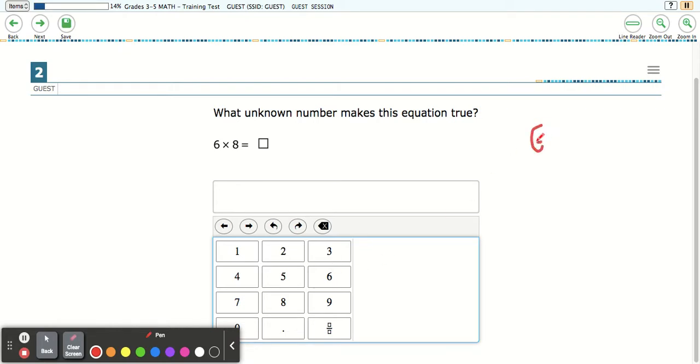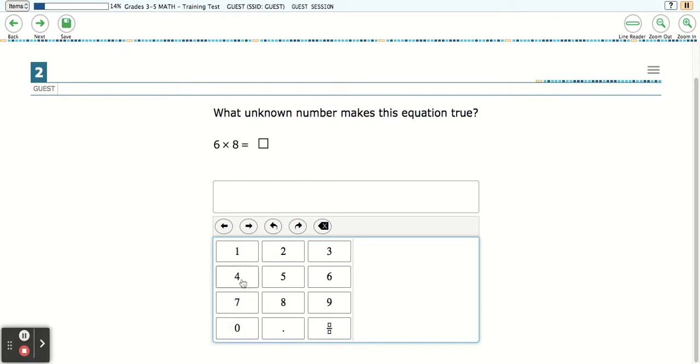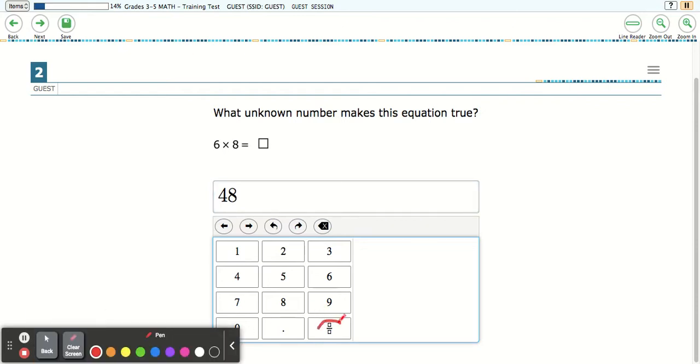So on your scrap paper, I would expect, especially third graders, to be writing this out and maybe thinking about using your distributive property. Fourth graders, I hope you know this fact. You can also do some skip counting if you need to, but please work it out on your paper. Now, I know 6 times 8 is 48, so I'm going to type 48 into this number pad here, and I will click next. This button right here, just so you know, is for a fraction.